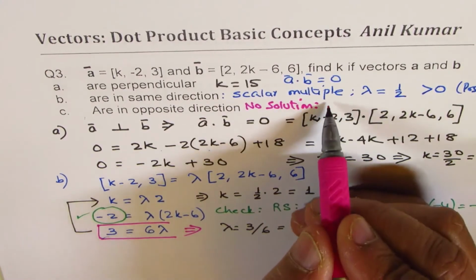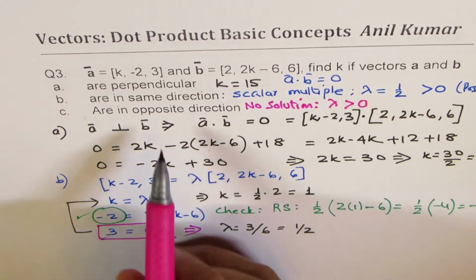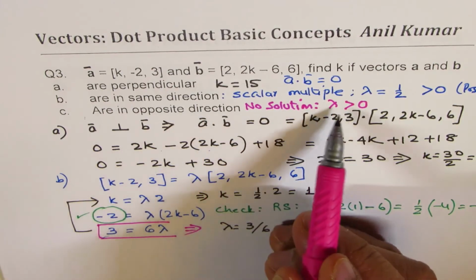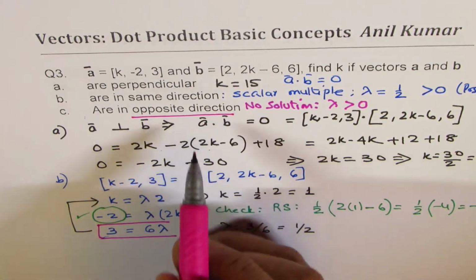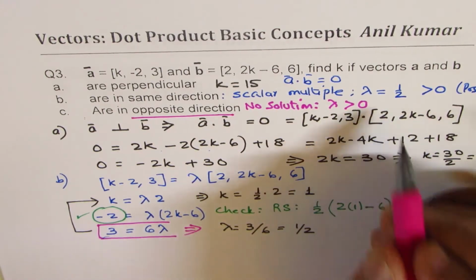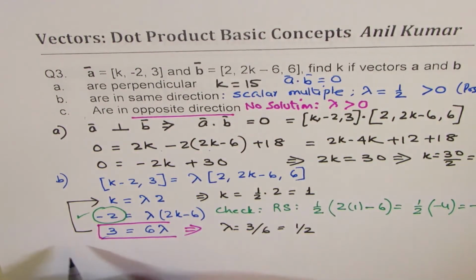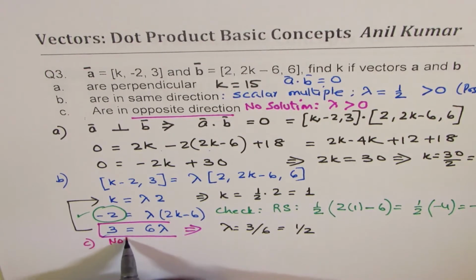Reason being that lambda is greater than 0. For the opposite direction, we are looking for a negative value, right? So that is the condition. So part C, not possible.